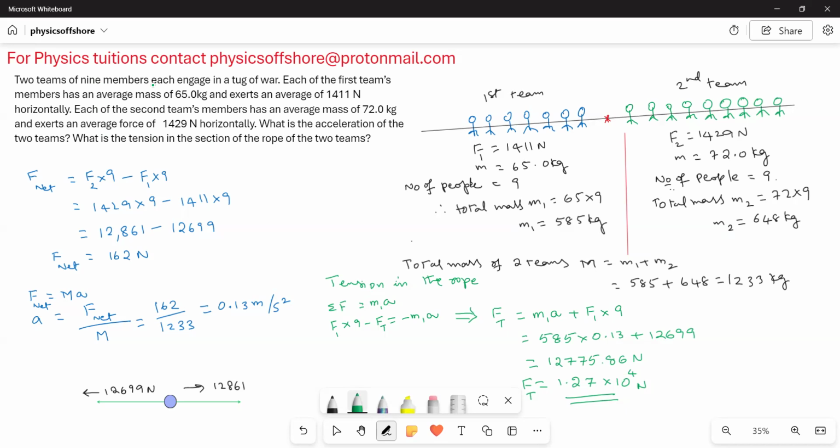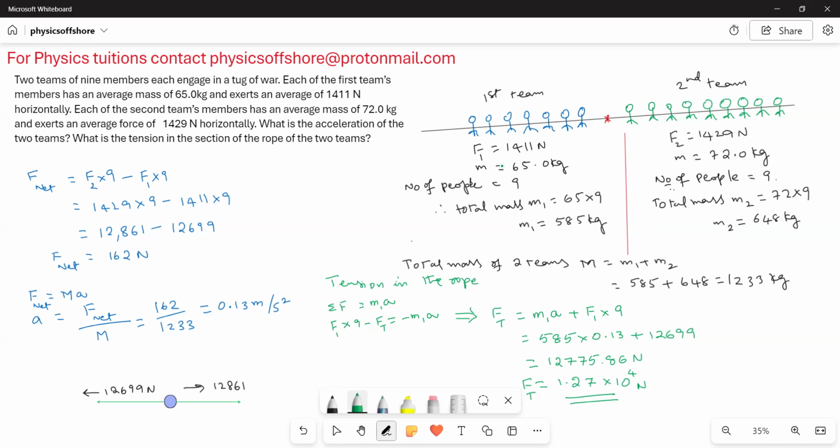Two teams of 9 members each engage in a tug of war. Each of the first team's members has an average mass of 65 kilograms and exerts an average force of 1,411 newtons horizontally. Each of the second team's members has an average mass of 72 kilograms and exerts an average force of 1,429 newtons horizontally. What is the acceleration of the two teams and what is the tension in the section of the rope of the two teams?